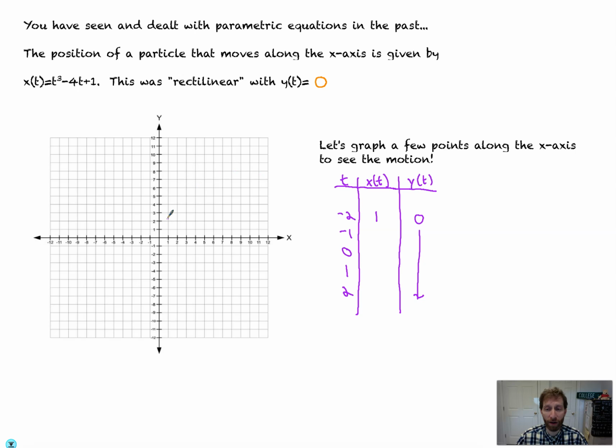Notice that the time does not get graphed here. So the point (1, 0), whoosh, right there. That's our first point that we're starting with. There's many more before it and many more after it.